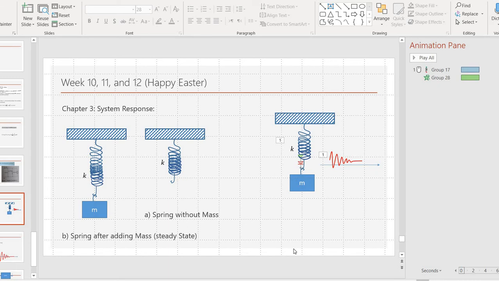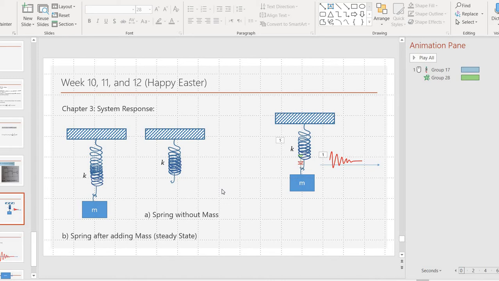So, the first example that chapter 3 is looking at is this spring. And I'm going to read from the first paragraph. Forgive me if I pronounce some English words incorrectly.